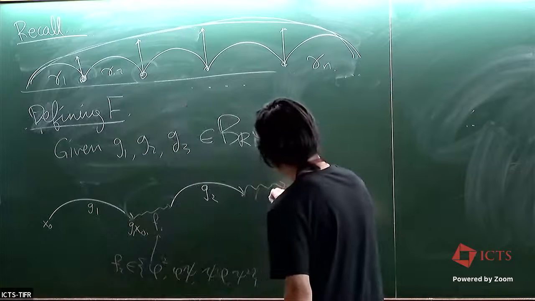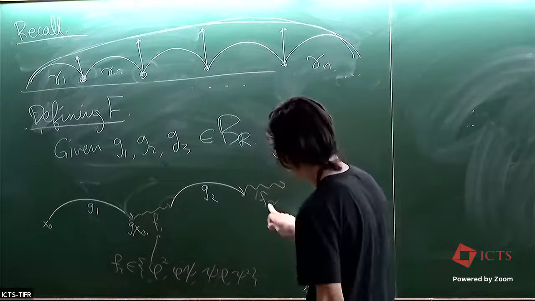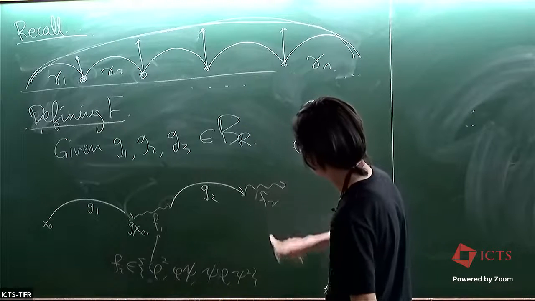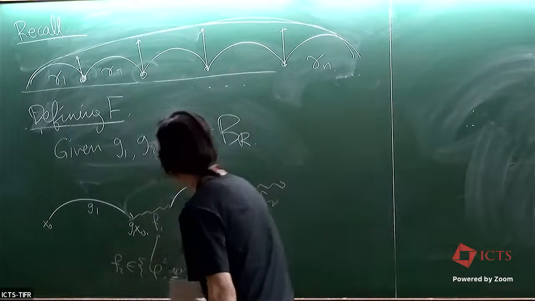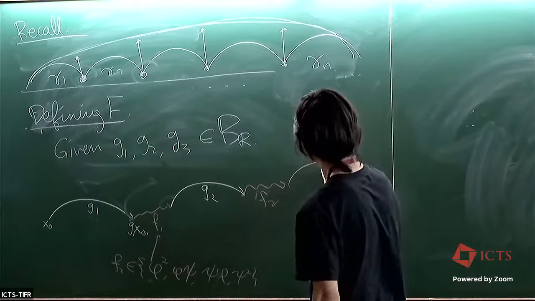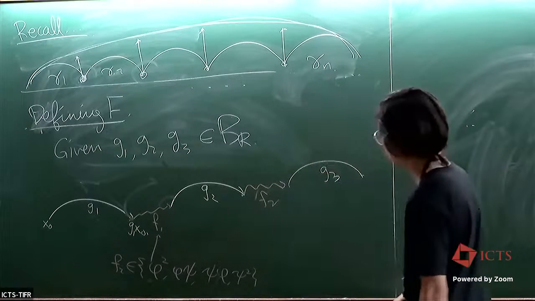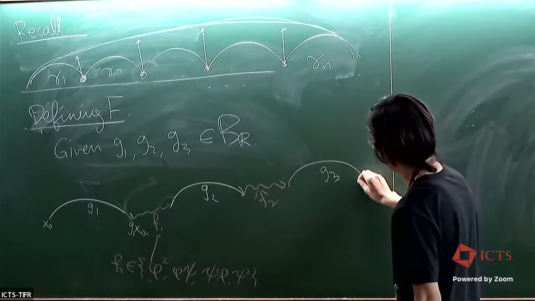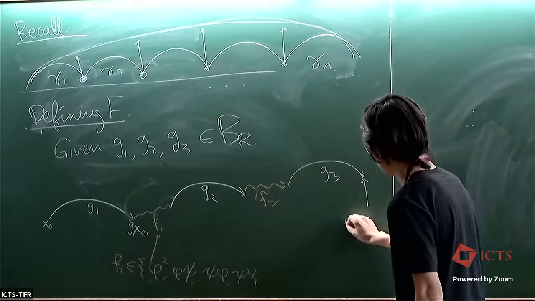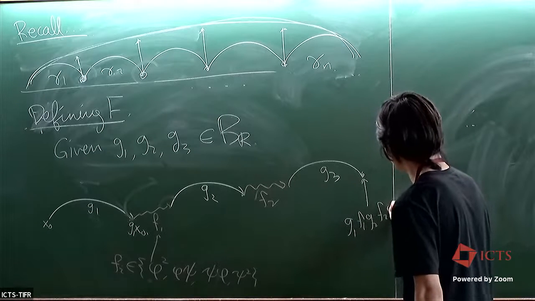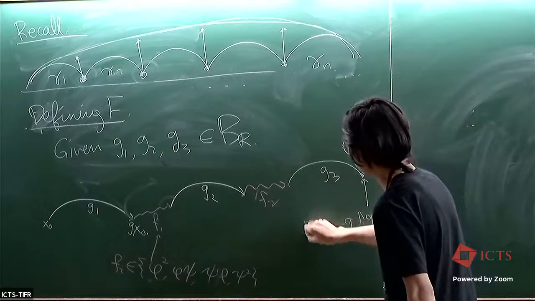You can do the same game at F2, after the progress by G2, and choose F2 that is not canceling out the progress made by G2, and also G3. Now this is the picture that you want. And this element, G1, F1, G2, F2, G3, this is your F.